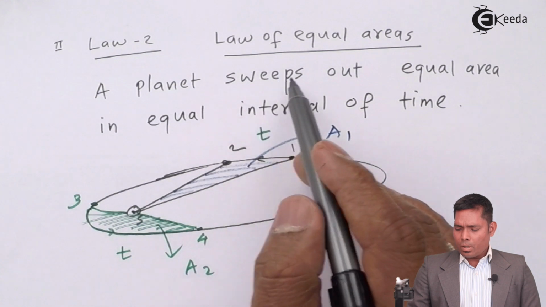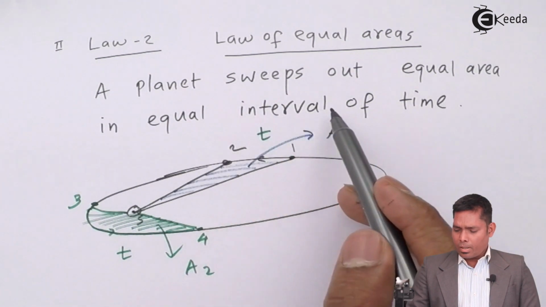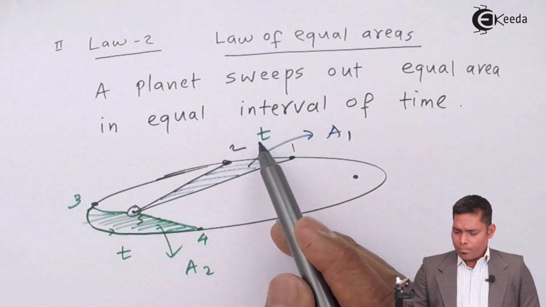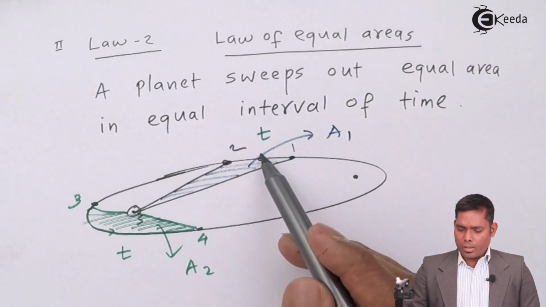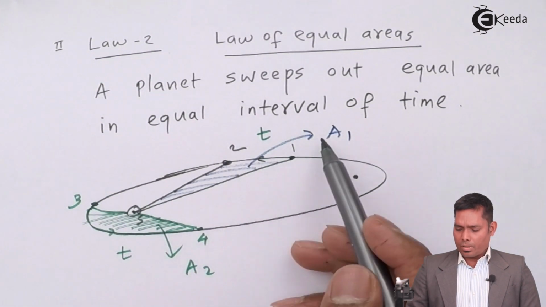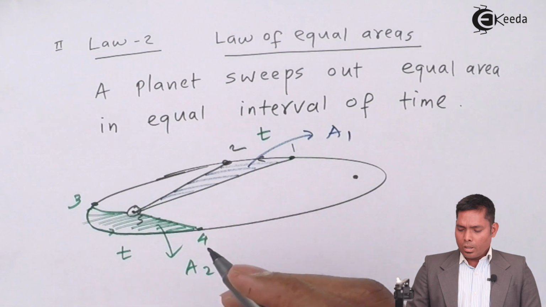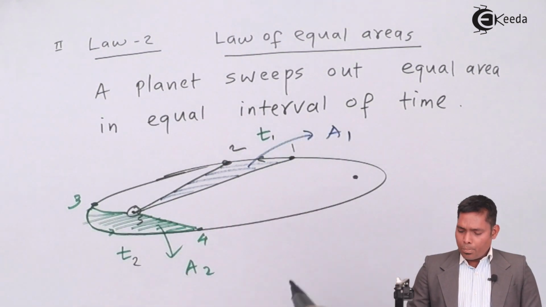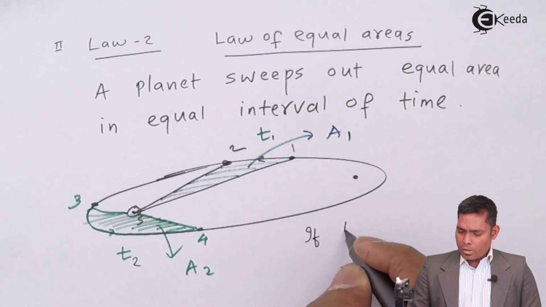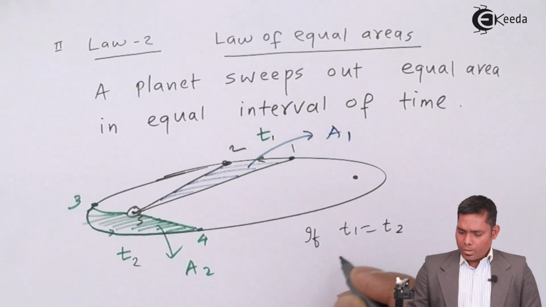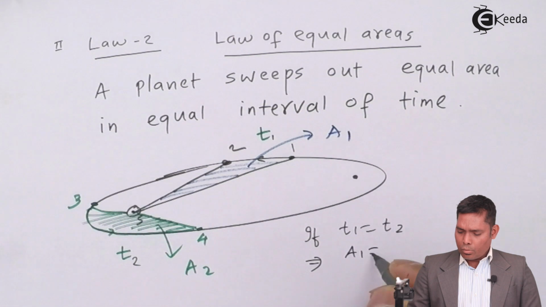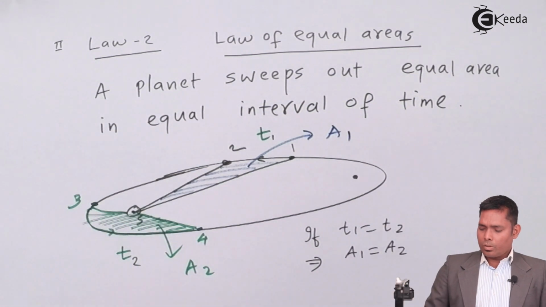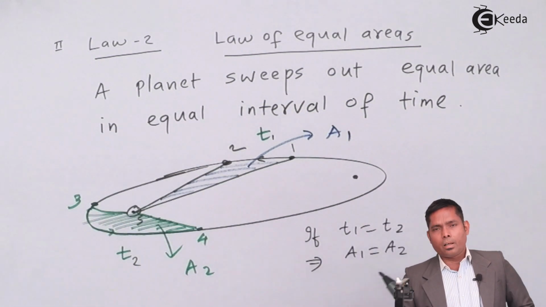A planet sweeps out equal area in equal intervals of time. That means if the time interval is the same, then the area has to be the same. That means A1 has to be equal to A2. Suppose the intervals are T1 and T2. The statement says if the time is the same, this implies the area has to be equal. Same interval of time, same area.